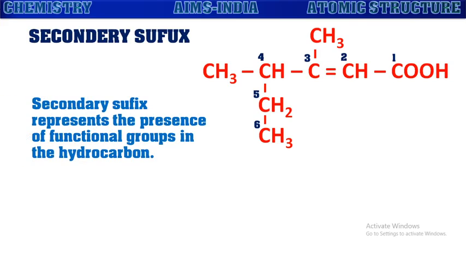Secondary suffix represents the presence of functional groups in the hydrocarbon. As we came to know, there is an acid group in the hydrocarbon, that is mentioned as the secondary suffix. If an acid group is present in the hydrocarbon, the secondary suffix will be taken as oic acid. If there exists any aldehyde group, al is taken. If there is a ketone group, one is taken. If there is any hydroxy group, ol is taken. Now here the acid group is there. Let us take oic acid as the secondary suffix.